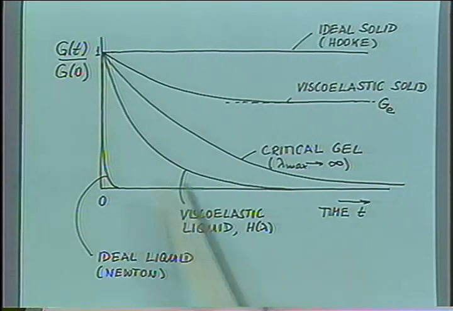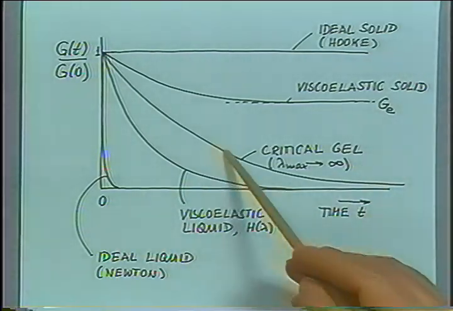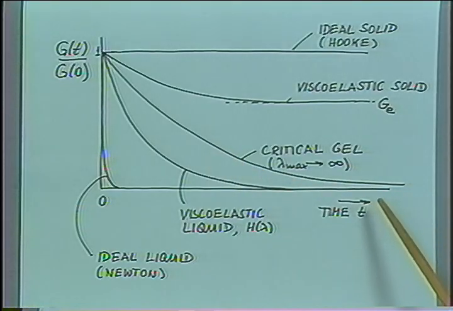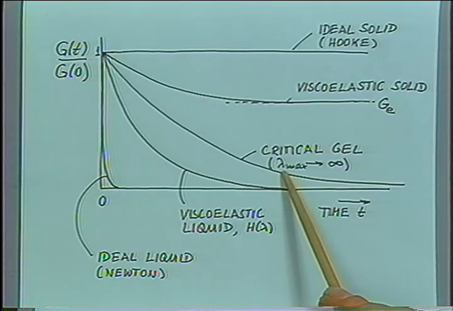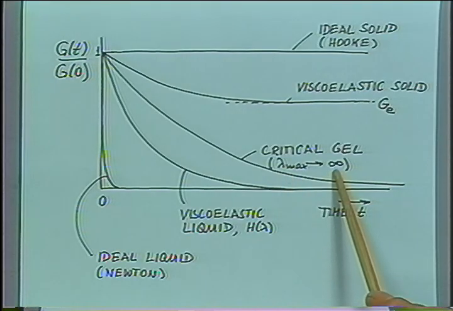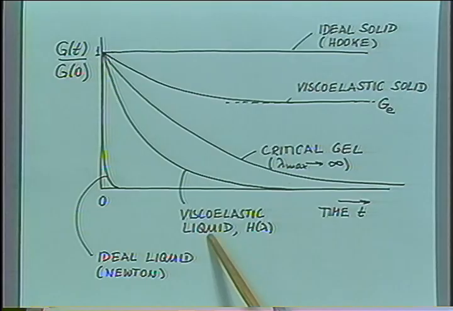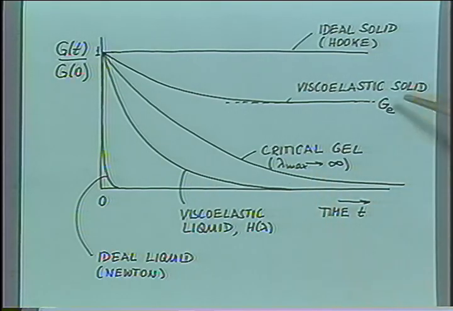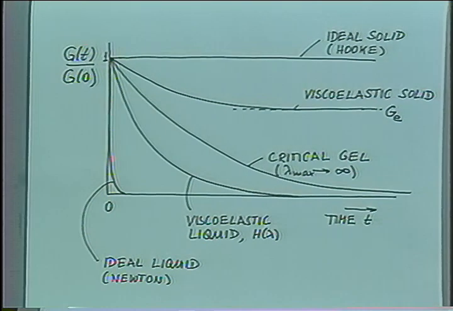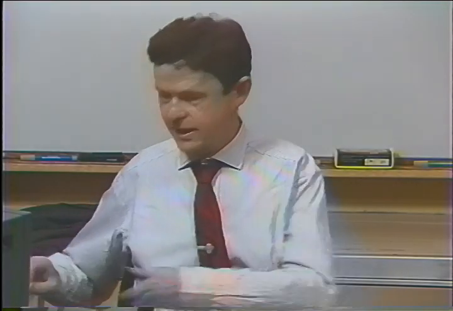Now, between the liquid and the solid is a material which has an ideal behavior. It's a so-called critical gel. It has a relaxation time which diverges to infinity. So it's like a viscoelastic liquid which has a leading relaxation time which goes to infinity, or it's like a viscoelastic solid which has an equilibrium modulus which is still 0. So it's a limiting case for both those behaviors, and we have to specify this in experiments also.